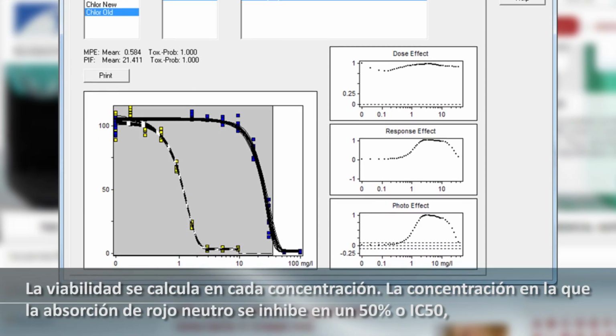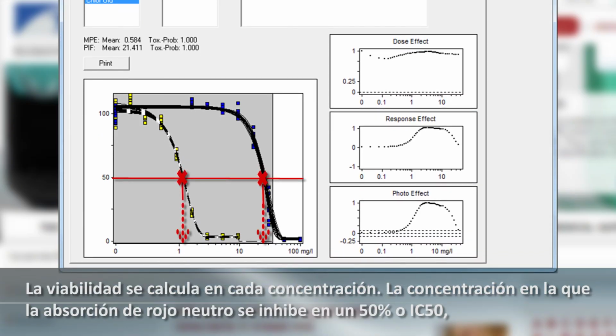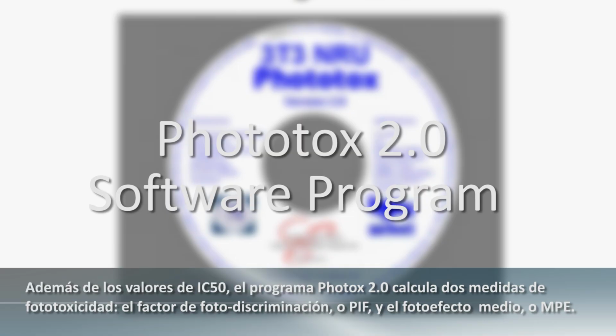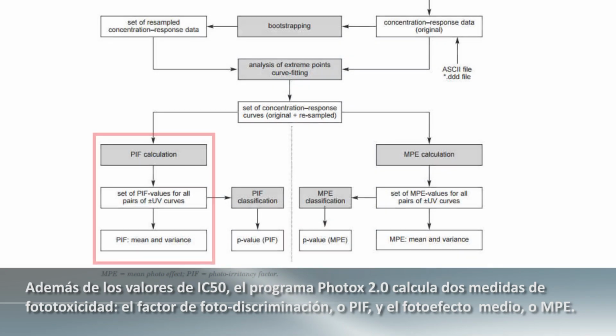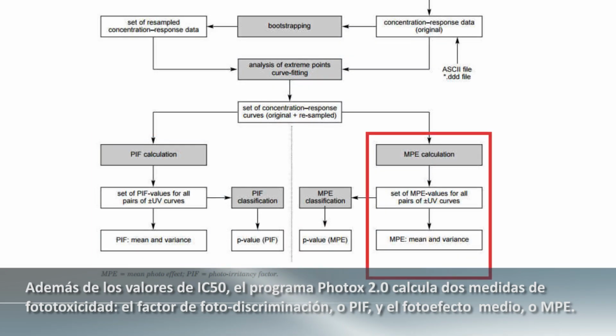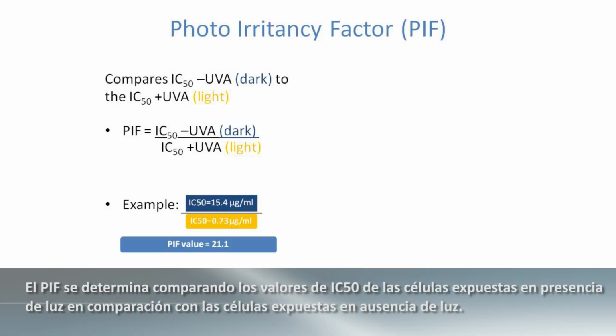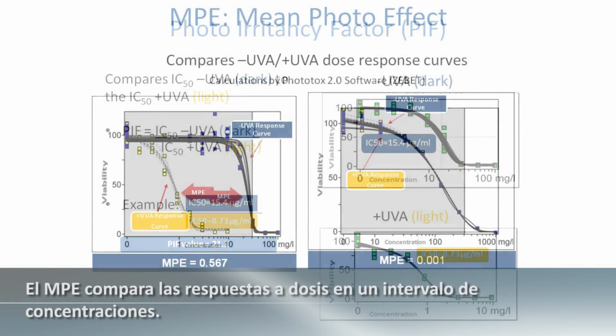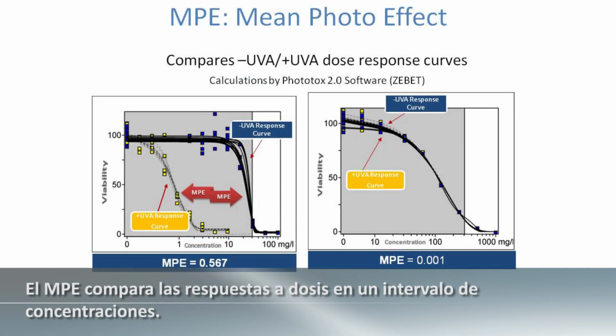The concentration where the neutral-red uptake is inhibited by 50%, or IC50, is calculated for both the light-exposed cell cultures and dark-exposed cell cultures. In addition to IC50 values, the Phototox 2.0 program calculates two measures of phototoxicity: the photoirritancy factor, or PIF, and the mean photo effect, or MPE. The PIF is determined by comparing the IC50 values of the cells exposed in the presence of light as compared to the cells exposed in the absence of light. The PIF is useful when IC50 values are obtained from both the light and dark exposed cells. The MPE compares the dose responses over a range of concentrations.